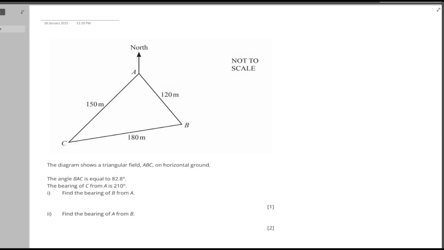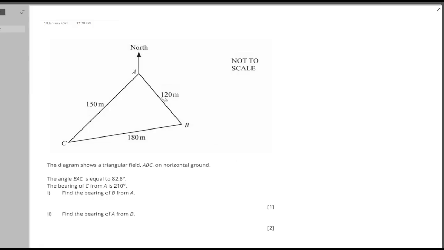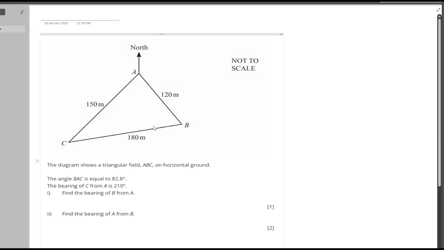Hello everyone. Here we will do some problems related with bearings where in some of the problems we have to use calculator. Now let us see the first question. The first question is the diagram shows a triangular field ABC on the horizontal ground. The angle BAC is given, 82.8 degree.